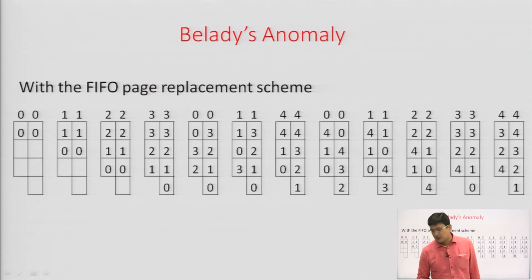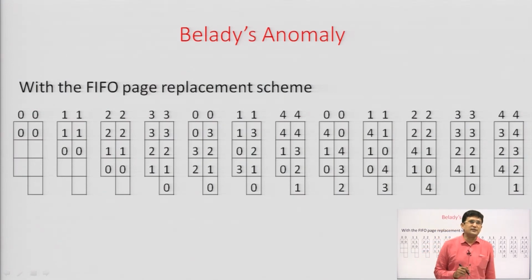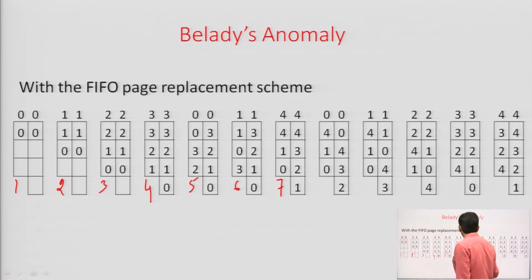For example, the first in first out scheme. If we allow the first in first out scheme, in that case the number of page faults may also increase. For example, for 0 there is a page fault, for 1 there is a page fault, for 2 there is a page fault, for 3 there is a page fault, we are sending 0 to bring 3, for 0 there is a page fault, for 1 there is a page fault, for 4 there is a page fault, for 0 there is no page fault, for 1 there is no page fault, for 2 there is a page fault, for 3 there is a page fault, for 4 there is no page fault.